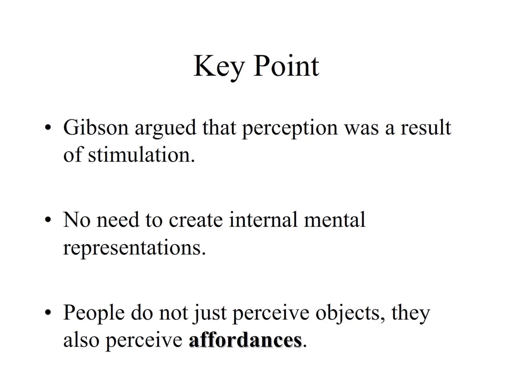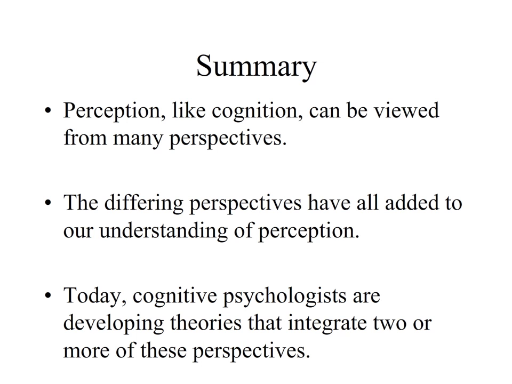Okay, now we're ready to wrap up this section. So in summary, perception, like cognition in general, can be viewed from many perspectives. We've talked about the information processing approach, the connectionist processing approach, and the ecological approach. The differing perspectives have all added to our understanding of perception. Today, cognitive psychologists are developing theories that often integrate two or more of these perspectives.